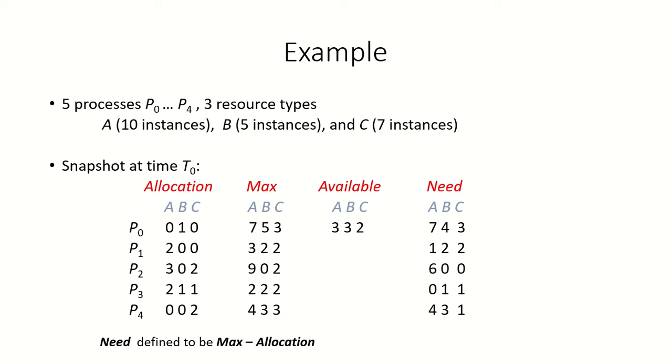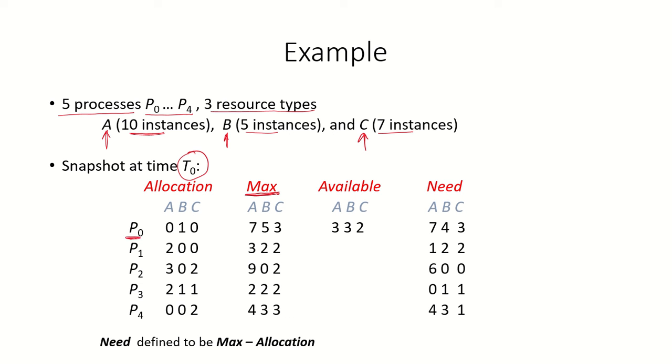So here we are assuming in this example that there are 5 processes P0 to P4, and there are 3 resource types A, B and C. A is having 10 instances, B is having 5 instances and C is having 7 instances. And this is the snapshot at time t0, the number of maximum that a process has declared.